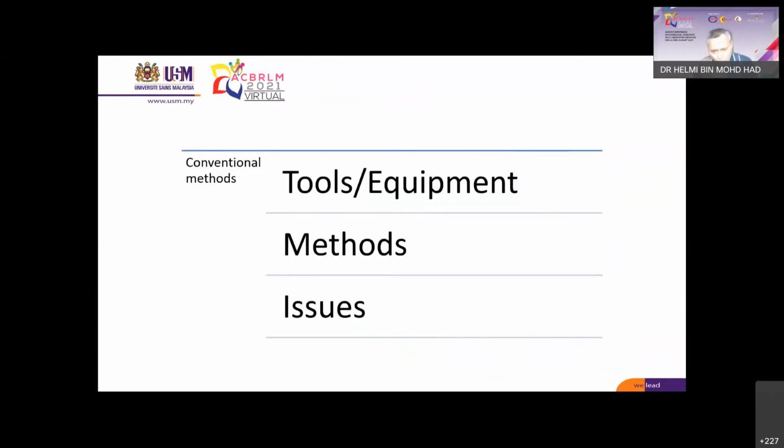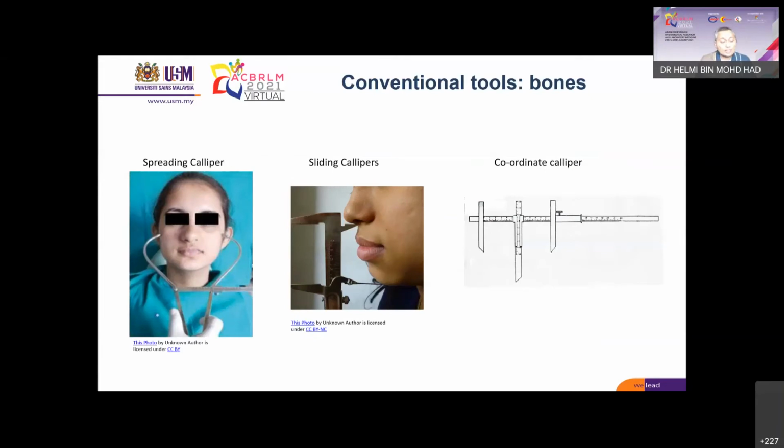So what are the tools? I'm going to talk first about the conventional tools, methods, and issues. Previously, and still currently, we use calipers in forensic anatomy. The reason why we use calipers is because it is very easy to get linear dimensions. Linear dimensions can be obtained on living individuals and deceased. We just take the caliper or a ruler and put it at different places on the body and measure. And from that measurement, we can do all kinds of inferences.